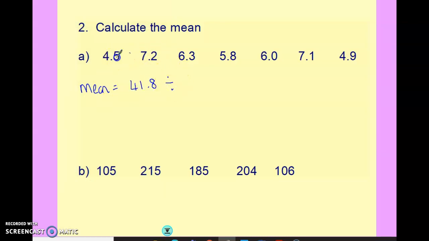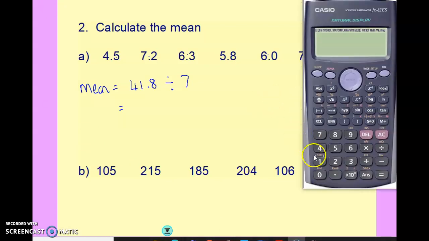And we're going to divide that by 1, 2, 3, 4, 5, 6, 7. Make sure on your calculator you have pressed equals after adding up before you divide. Otherwise, your calculator will do BODMAS and it will divide before it adds. Okay, I've lost my calculator. Give me a second. Okay, so 41.8 divided by 7 is 5.97.